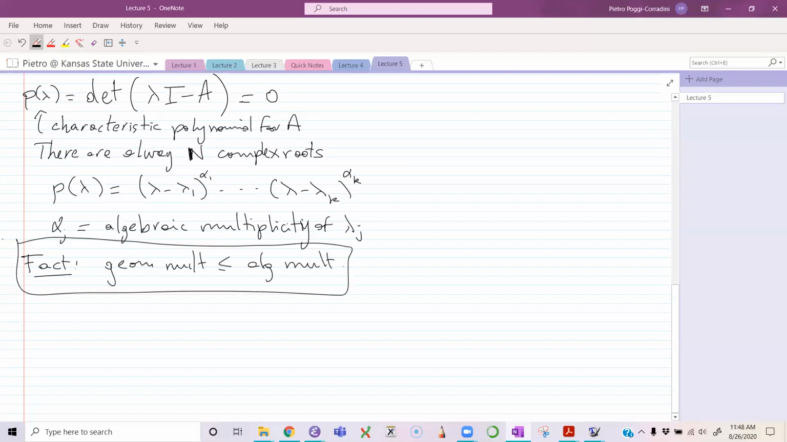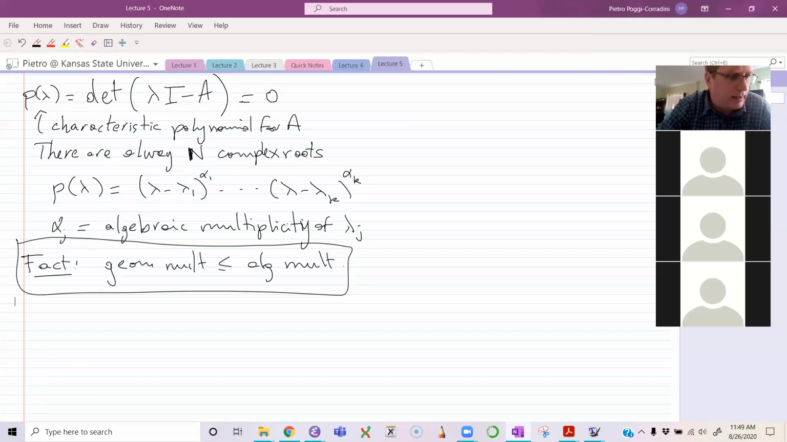All right. So it's just a fact of life. When you add up these exponents alpha, you're going to get n. So you don't miss anything, but in the geometric one, you could actually be defective, right? All right. This sounds okay so far? Yes. All right.